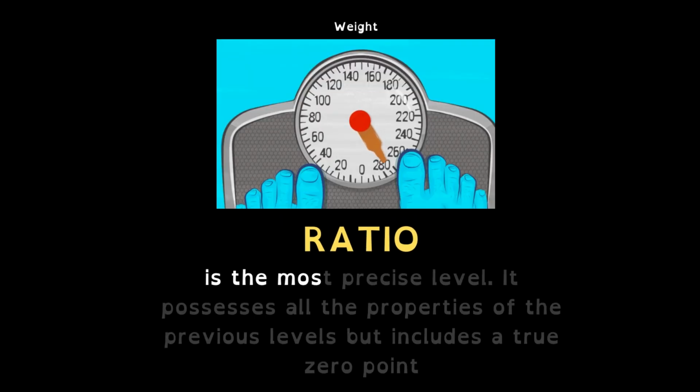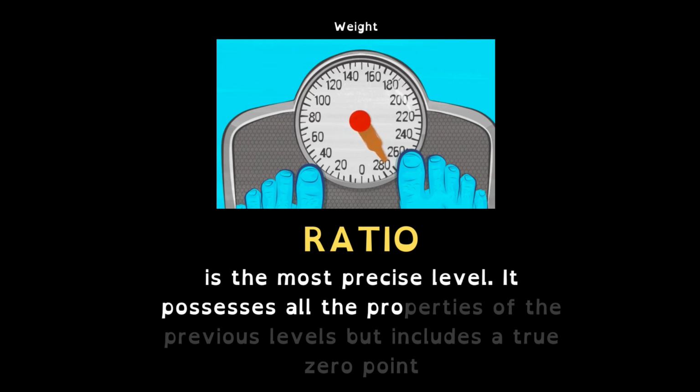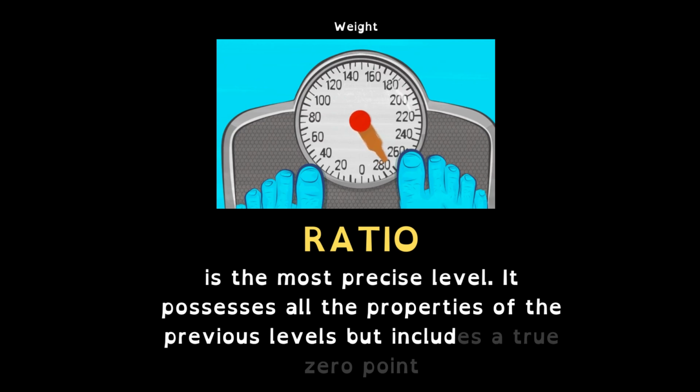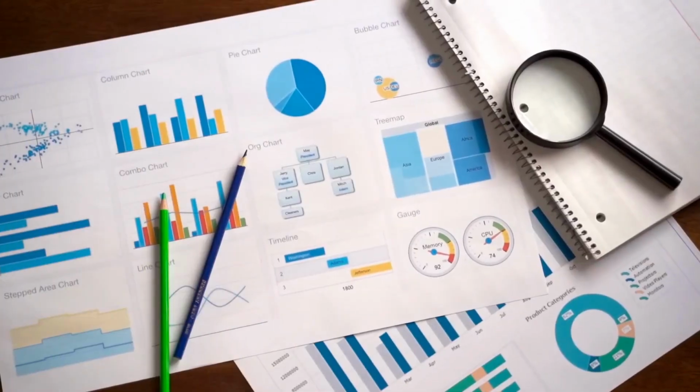Finally, the ratio level of measurement is the most precise level. It includes a true zero point and allows for comparisons and ratios between values. An example would be weight measured in kilograms or pounds.